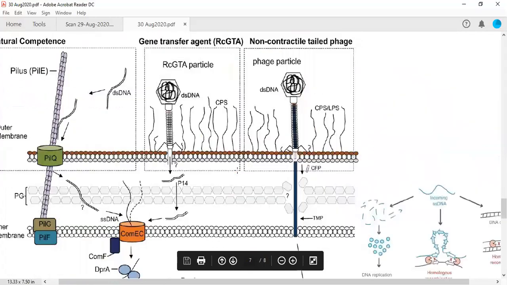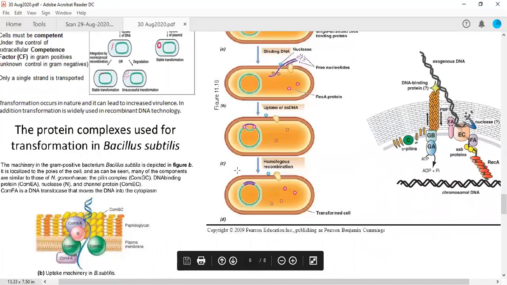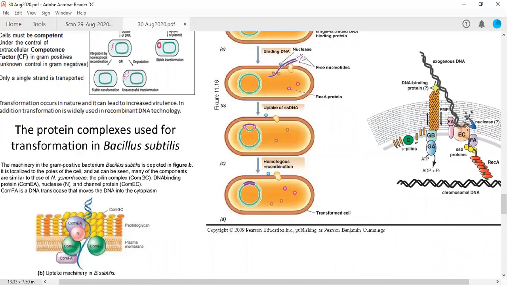This process of transformation is different in gram-positive and gram-negative bacteria, though some of the enzymes are very common, as we discussed yesterday. So this EC and this FA protein, which are present in the plasma membrane, will make a channel through which the single-stranded DNA out of this double-stranded DNA will come into the cytoplasm, and then RecA protein will bind to the single-stranded DNA and help in the integration of this single-stranded DNA into the bacterial chromosome. But this is a pulling process, so it will use some ATP energy to pull the fragment of DNA into the bacterial cell cytoplasm.